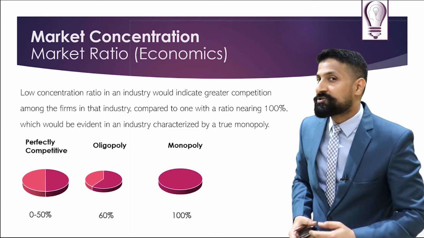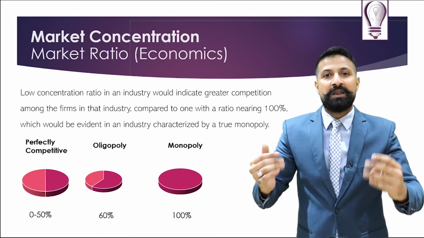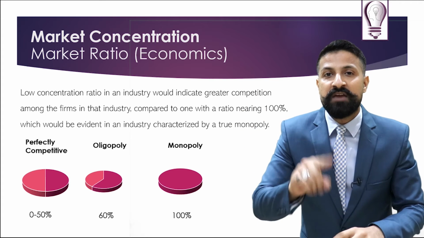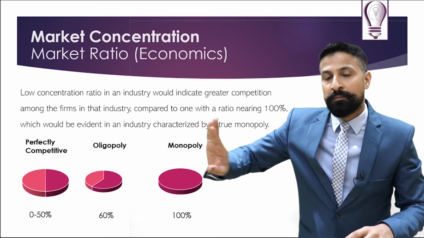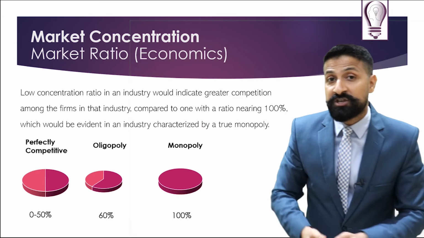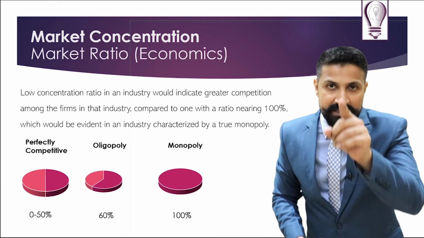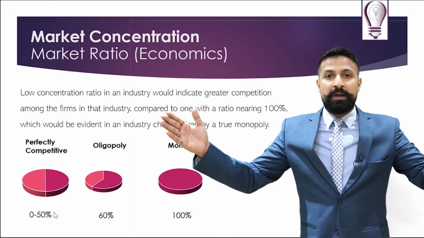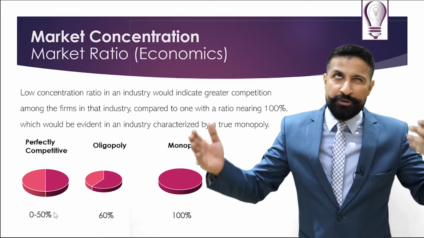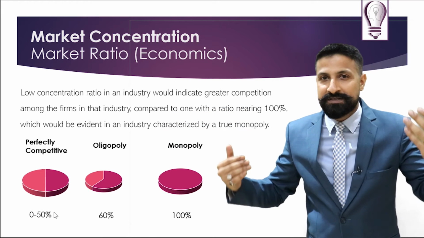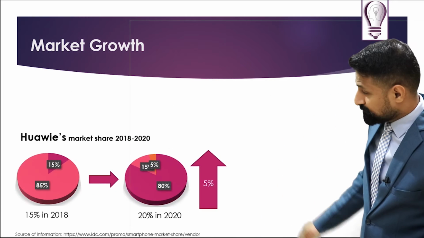So market concentration, how do we calculate it? We add the market share held by a few big firms. If it is more than 60%, that means it's moving towards a monopoly and there is less competition. If it is less than 50%, 30%, 40%, that means there is a place for you to play, approximately 70% of the market, which is free. Getting my point? All right, let's move on.